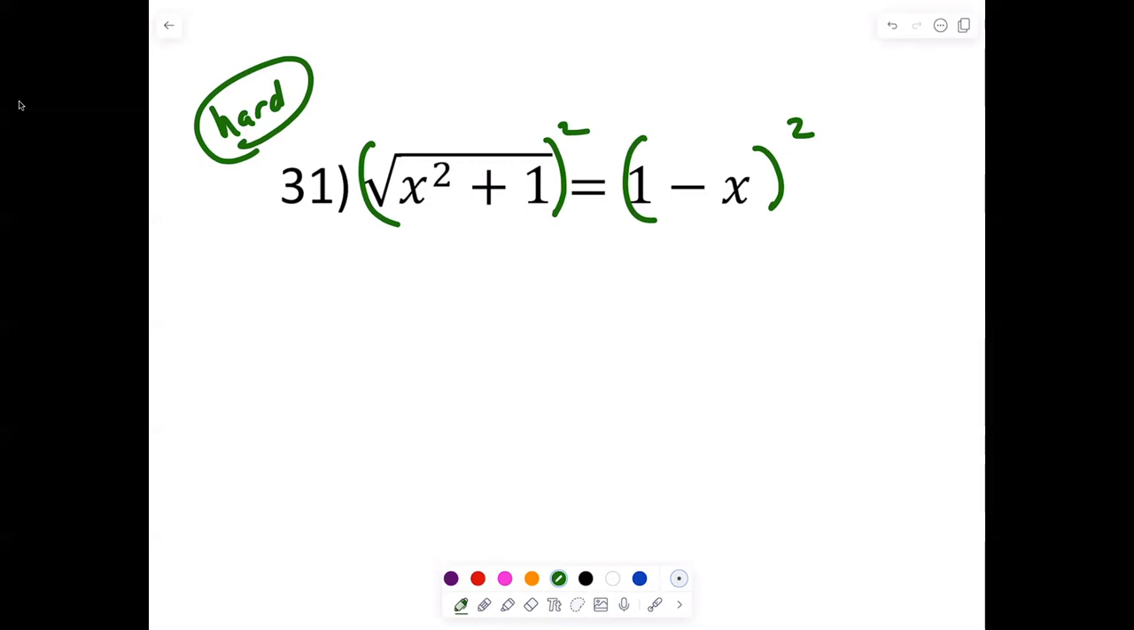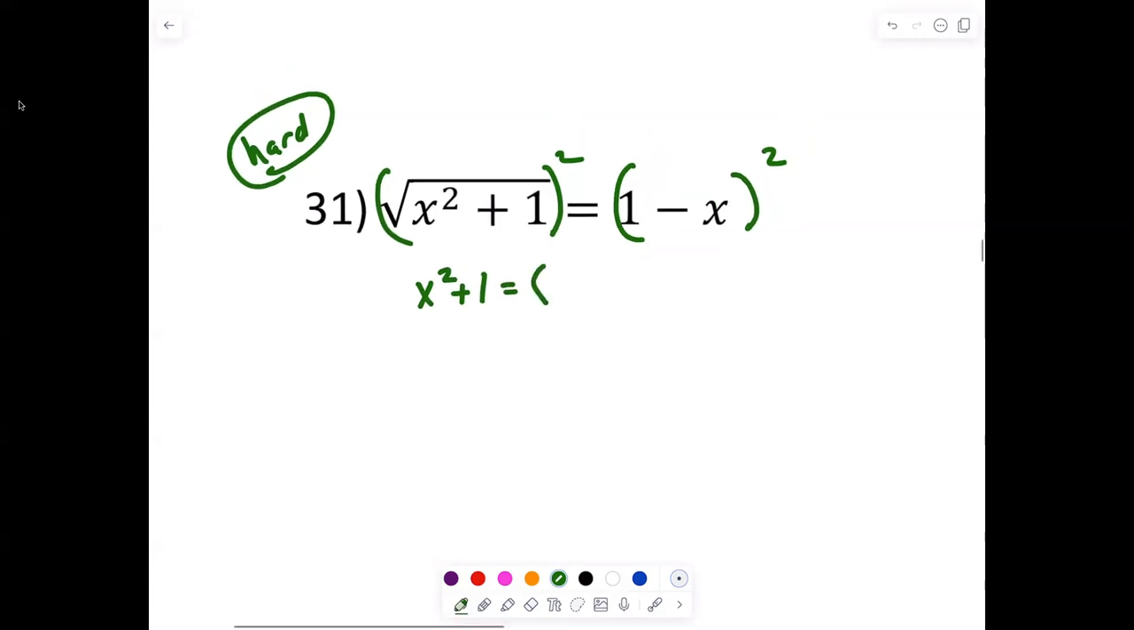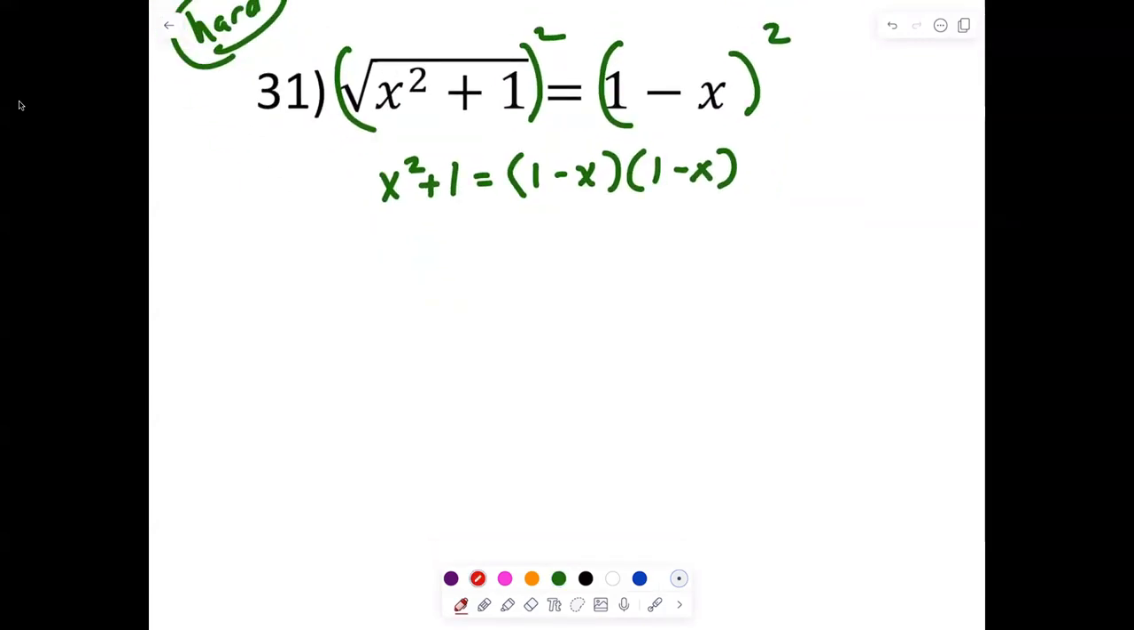So the left side now is just what? X squared plus 1. Does everybody agree with that? Equals. Yeah, it equals 1 minus x squared. So I want you to remember 1 minus x squared is the same as 1 minus x times 1 minus x. So I have to multiply that out. All right, so please watch. This one, like I said, there's a lot of algebra here, a lot of algebra. So it's a good review problem.